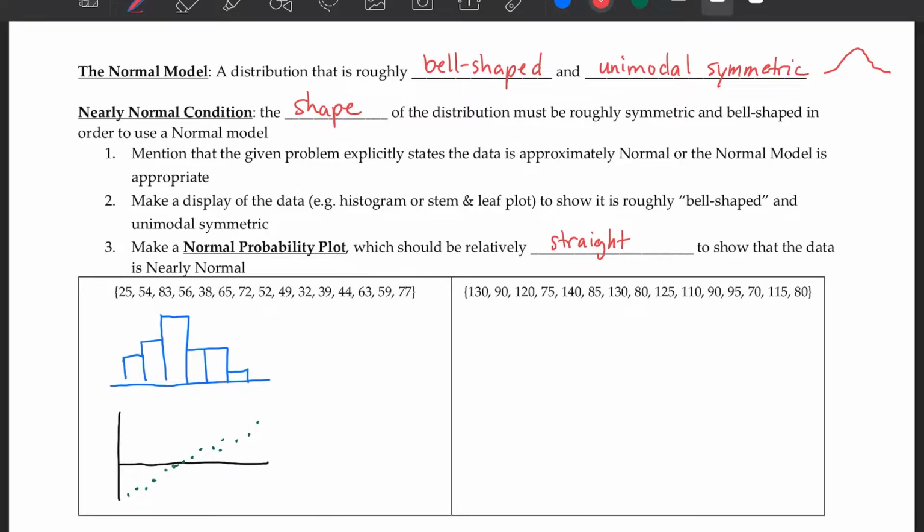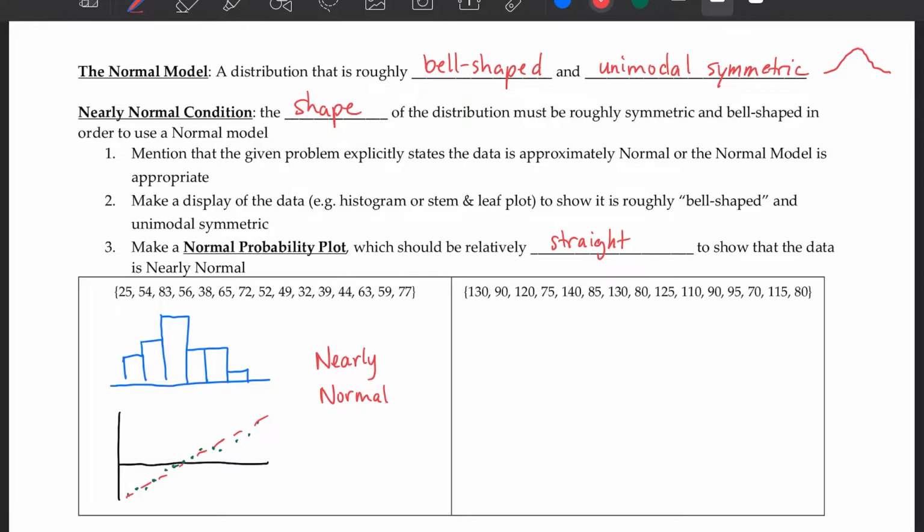So take a moment to go ahead and just sketch out the normal probability plot. It doesn't have to be perfect here. I'm not even bothering with scales here, but we can see that this is following a pretty straight line here. So in conclusion, I would say that both show that this data has a nearly normal distribution.